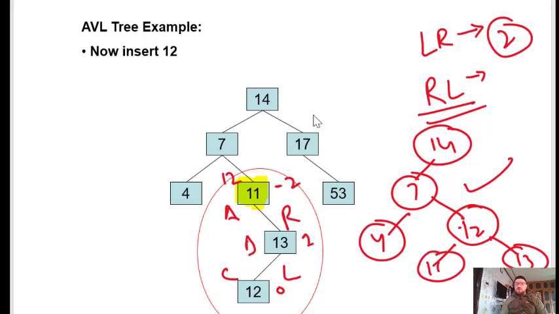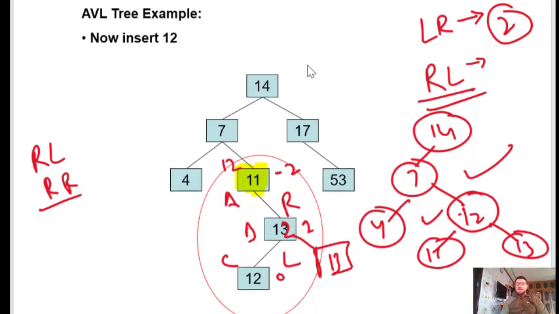Or you can do it in a different way. You can first make it RR from RL. For RL you will make it RR. That means you rotate this 12 and 13, so you get 12 here and 13 here. Then it becomes RR. Then you convert the RR, you make A the child of B, that is 12 will go here and 11 will be the child of this. So it will be like this. So you can do it this way.